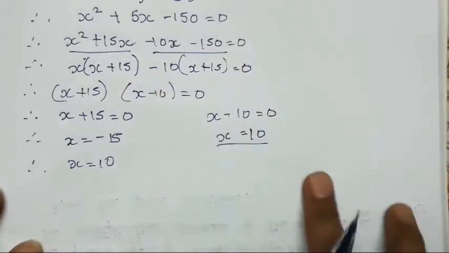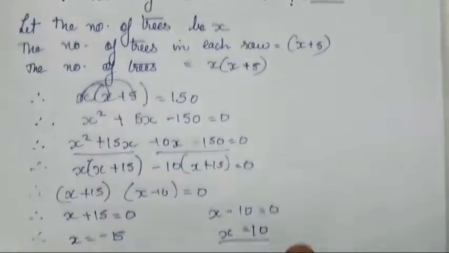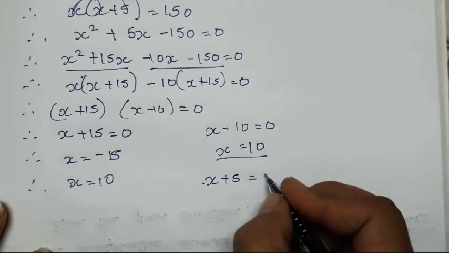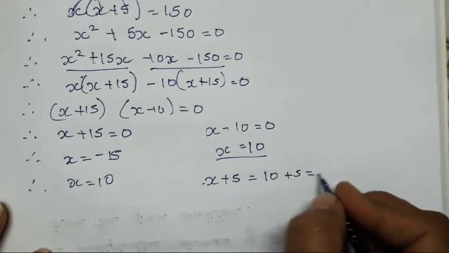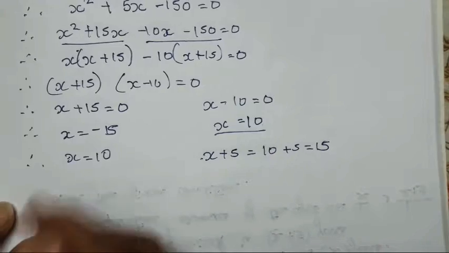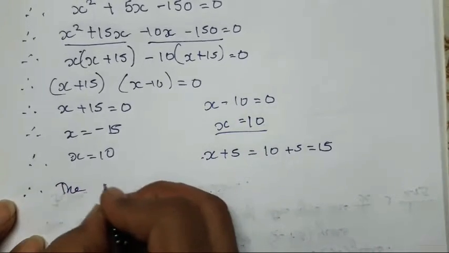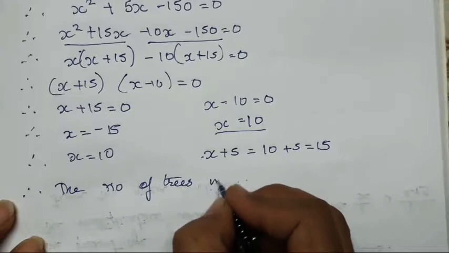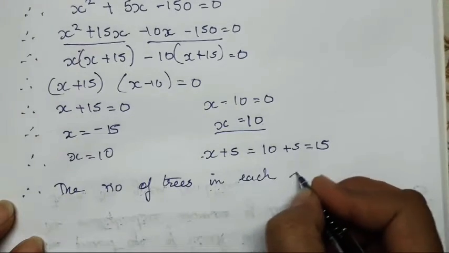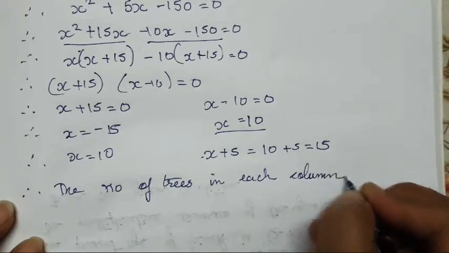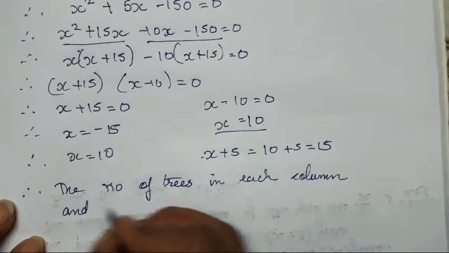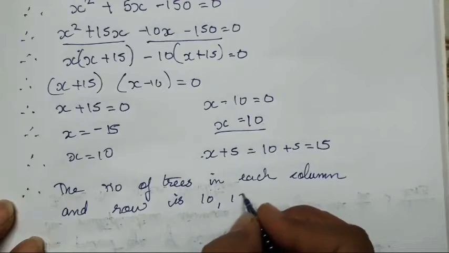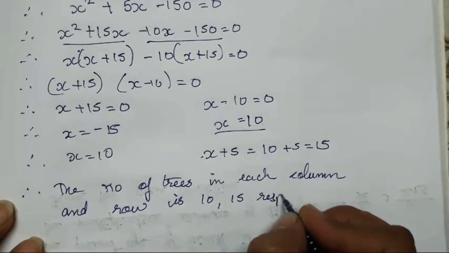Therefore x plus 5, what we have to find? X plus 5, the number of trees. So here x plus 5, x is how much? 10 plus 5 is supposed to be 15. So you all have got the answer. The number of trees in each column and row is 10 and 15 respectively.